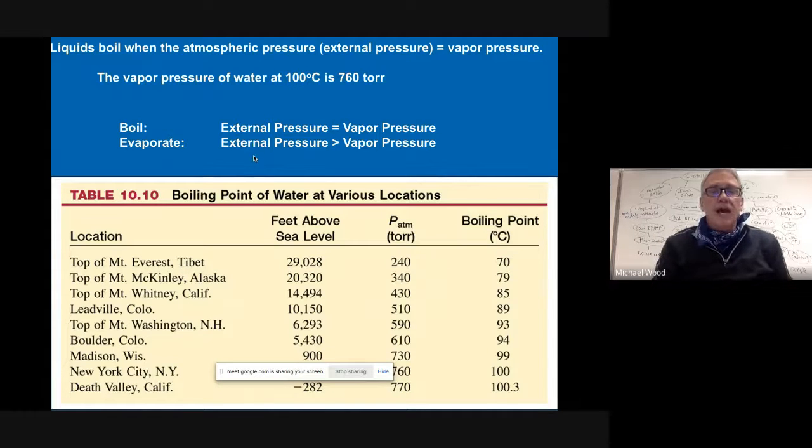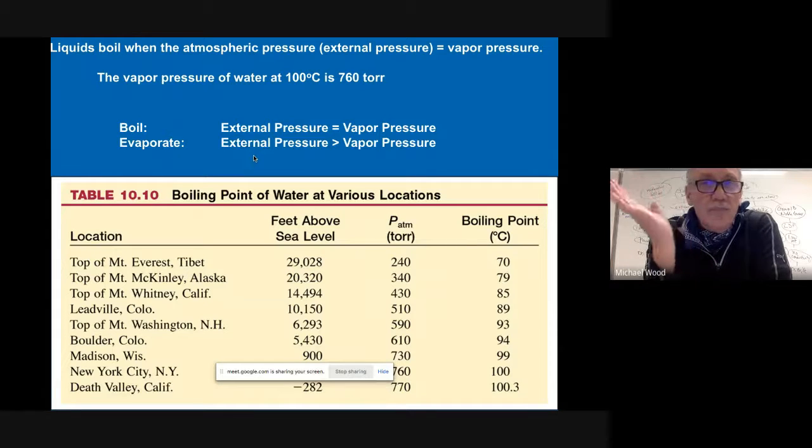Liquids boil when the atmospheric pressure equals the vapor pressure. So now you know what vapor pressure is. It's the pressure above a liquid. So when the air pressure equals the vapor pressure over a liquid, the liquid will boil. And I'm not going to hold you to the boiling and evaporation.